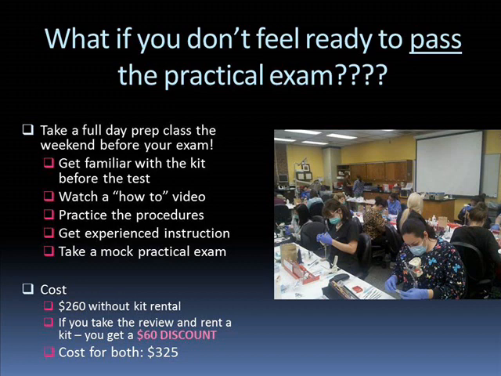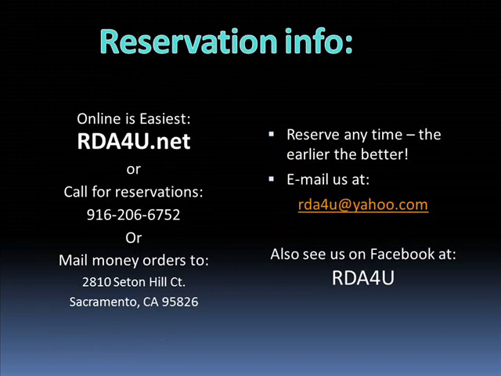So how do you make your reservations? You can go online, which is easiest. Go to RDA4U.net and you can reserve online real easy. It goes through PayPal and with a credit card, and you will get a confirmation email back to you within 24 hours of reserving. You can also call our phone number, as you see listed there, 916-206-6752, and make your reservation over the phone. Usually Tammy will answer that phone, or sometimes I do. You can also mail a money order in to the address you see there, 2810 Seton Hill Court in Sacramento.